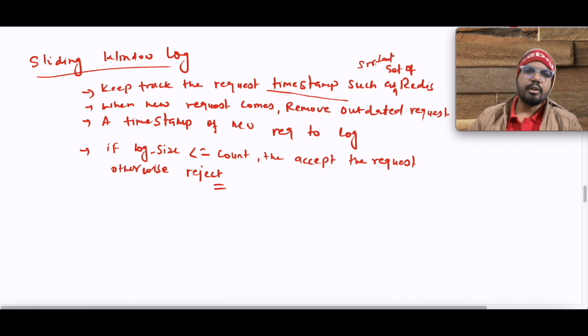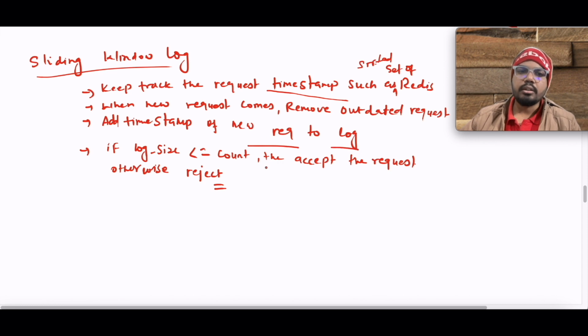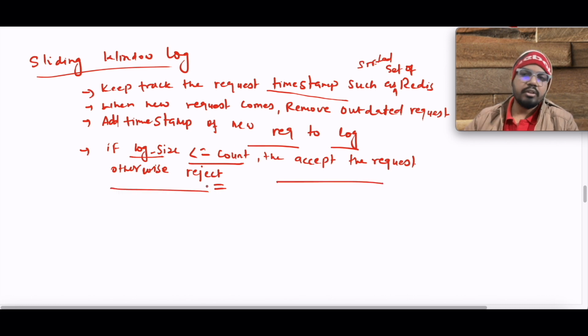In the sliding window log, we keep track of the request timestamps, for example in a sorted set of Redis. When any new request comes, we remove the outdated timestamps, which means those older than the start of the current window. Then we add the timestamp of the new request to the log. If the log size is less than or equal to the predefined counter, then we accept the request; otherwise we reject the request, so the request will be dropped.